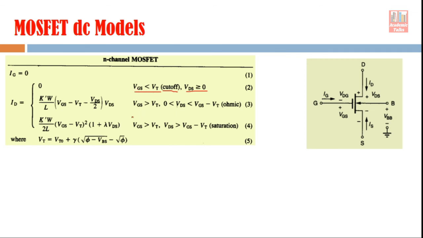Okay, now your gate voltage is greater than VT, you expect channel formation will take place in this case because gate voltage is higher than VT.